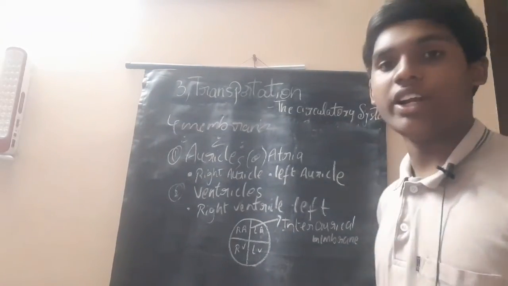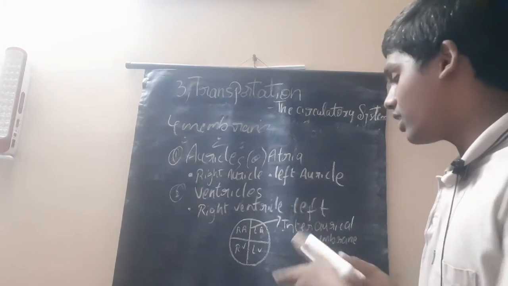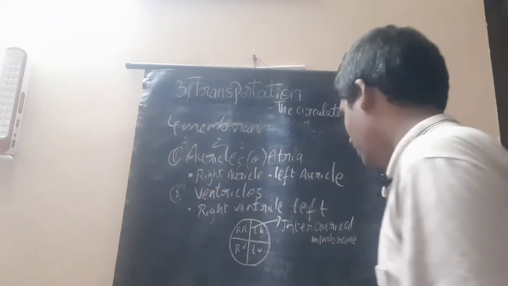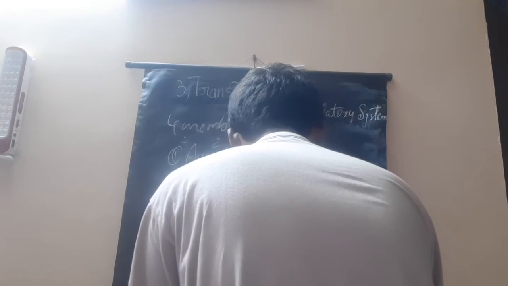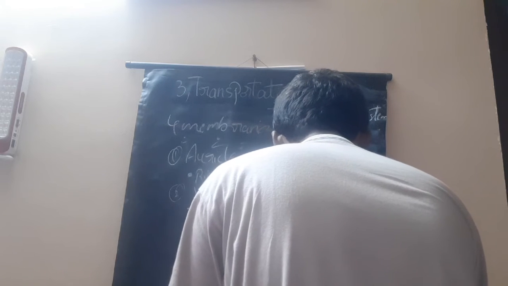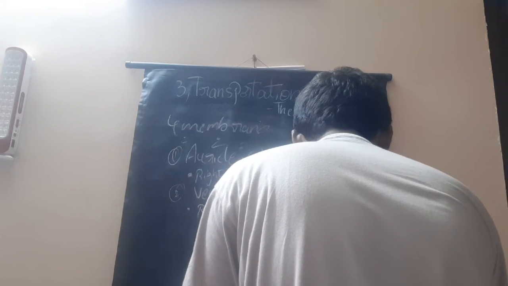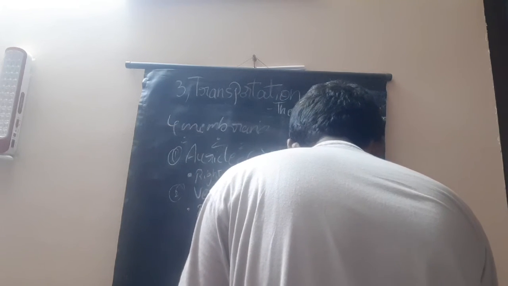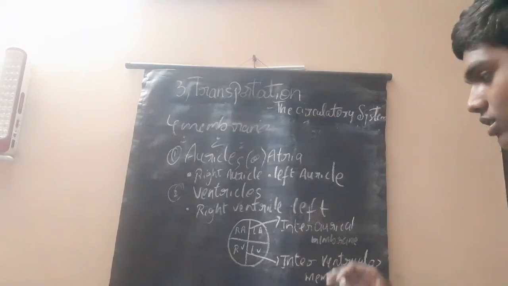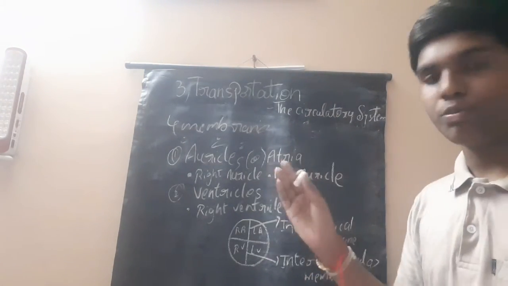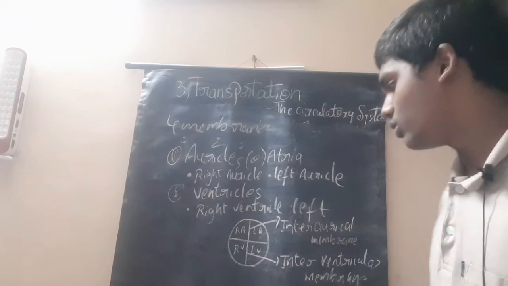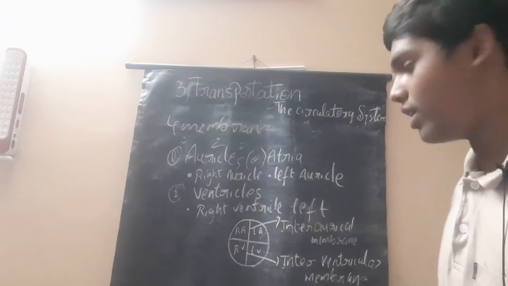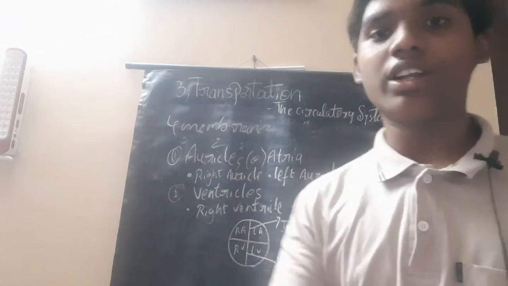Now let us come to the lower chamber of the heart. The lower chamber is divided into the right ventricle and left ventricle. The muscular septum which divides the right ventricle and left ventricle is the interventricular membrane. These two membranes divide the upper chamber of the heart into two parts and the lower chamber into two parts.